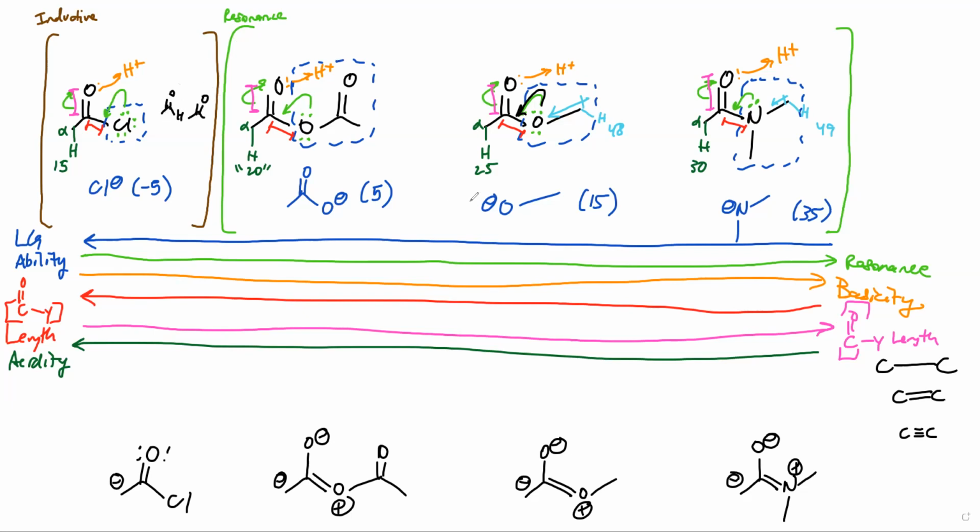These guys are also implicated in a lot of these trends, although some of these don't really make sense, right? Resonance, leaving group ability, CY length, CO length works though, acidity works though. We do know that aldehydes are more acidic than ketones, right? This H tends to be around, we'll give it 17. This H here tends to be around 19.